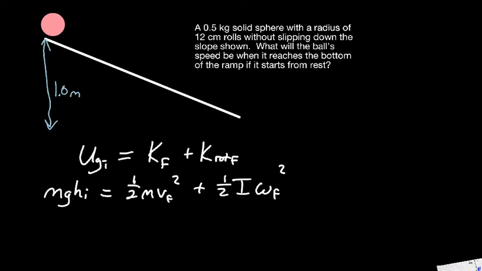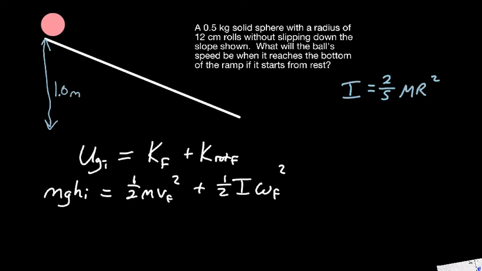Well, it's a solid sphere, so from my textbook I can look up the equation for the I for a solid sphere and find that that's 2/5 mr squared. So I can plug that into my equation. And what about this omega? Well, it says that it's a ball rolling without slipping. What that means is that every time the ball goes a distance equal to the circumference of the ball, that ball has traveled one time around, or it's traveled through 2 pi radians for its angular position change.